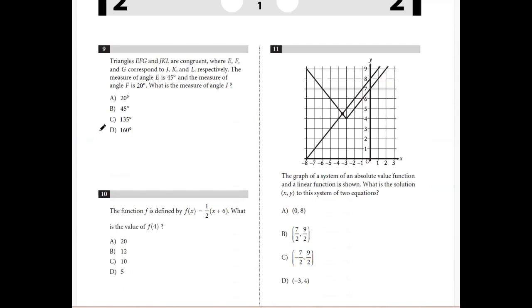Okay. Triangles EFG and JKL are congruent, where E, F, and G correspond to J, K, and L respectively. The measure of angle E is 45 degrees, and the measure of F is 20 degrees. What is the measure of angle J? Here's a geometry problem, so I like to draw things out. So let's draw everything out here. E F G J K L. So, since E is 45, we know that J is also 45 degrees because they're congruent. So B as in boy is the correct answer.